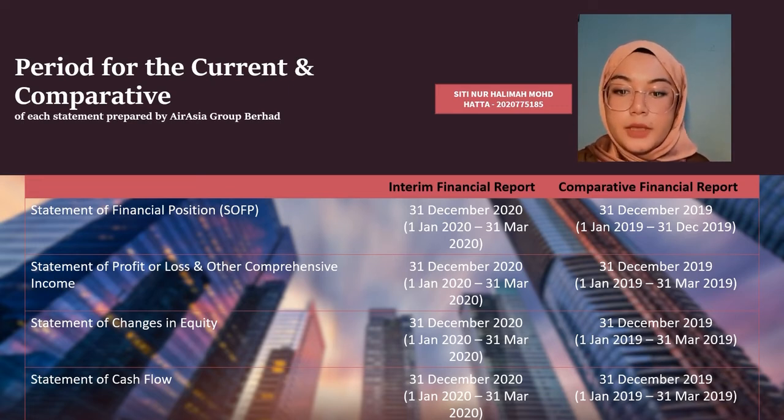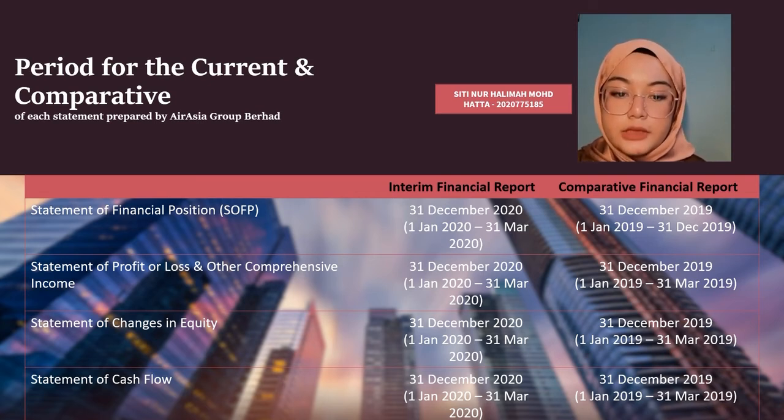The current and comparative period for each statement prepared by the company according to MFRS 134 interim financial reporting will be measured from 1st January 2020 to 31st March 2020, which corresponds to the first interim quarter of AZHARUDIN Berhad in year 2020. For the statement of financial position, the end of the current interim reporting period is 3 months from 1st January 2020 to 31st March 2020.